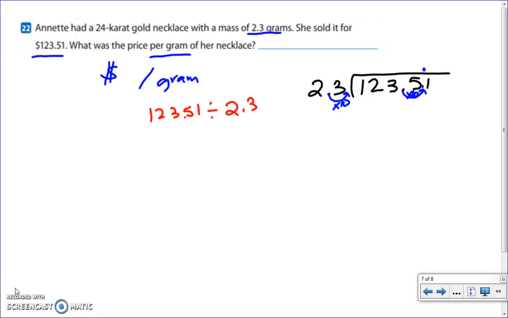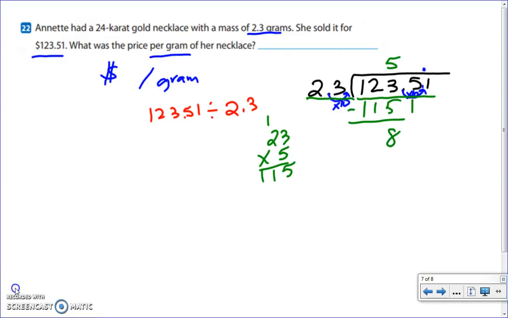Now I can calculate just like a whole number. I can just treat this as a 23 and treat this as 1,235.1 or 1 and 1/10. I know 23 will go into 123 5 times. 23 times 5 is 115. Bring my next number down. 23 will go into 85 3 times. 23 times 3 is 69.